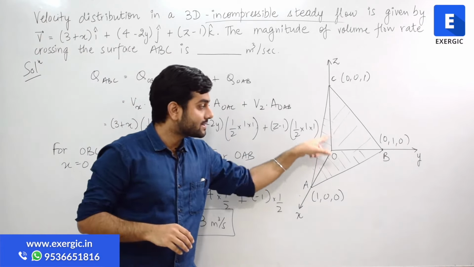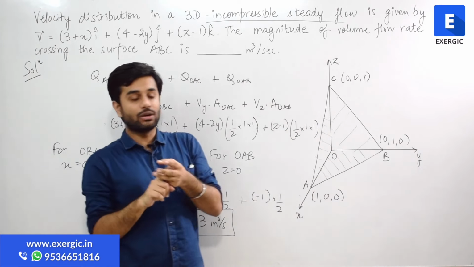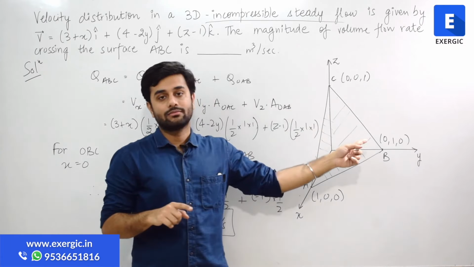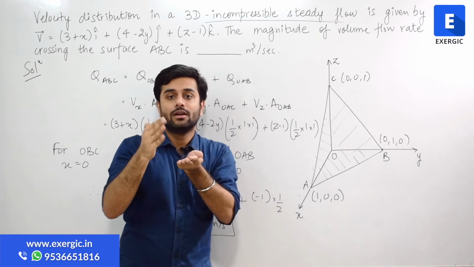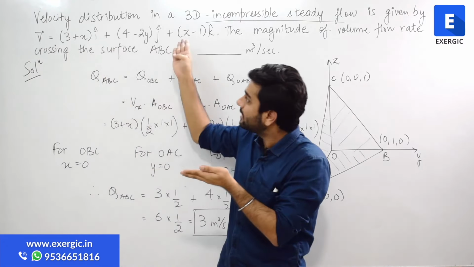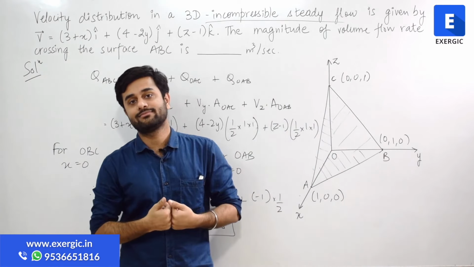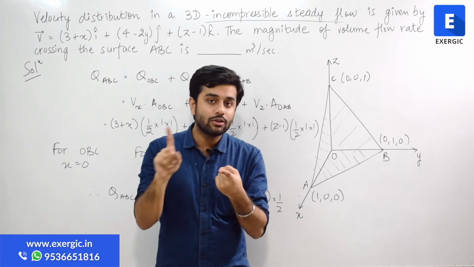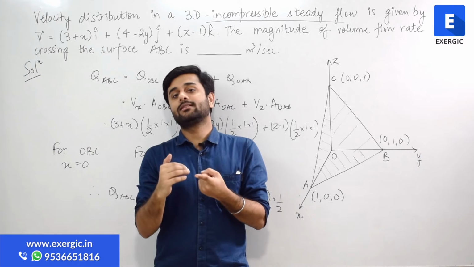From that side, if any fluid approaches, what are the three areas available to it? OBC, OAC, OAB, right? On the origin side, three areas are available. Velocity has been clearly given in these three directions. What else can you do other than this? Getting my point? That is why, whatever question you get in GATE, no need to be underconfident.